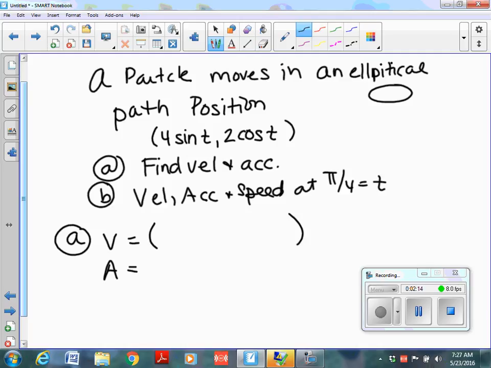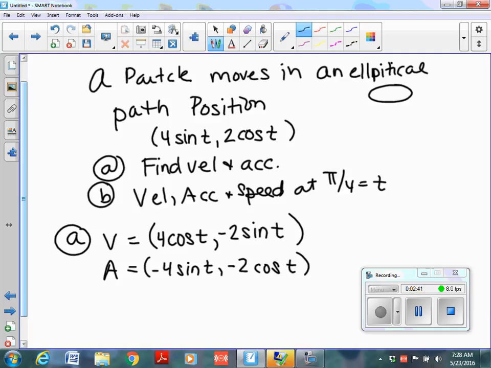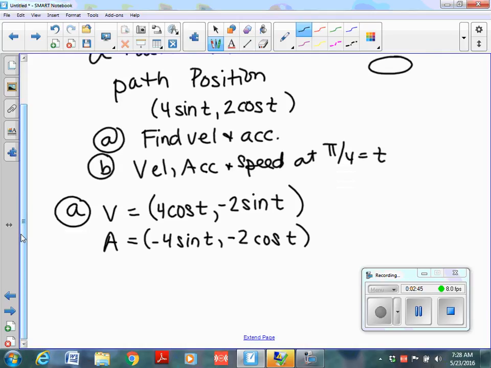Okay, so the derivative of sine is cosine, and you just carry the constant. The derivative of cosine is a negative sine, so it's a negative 2 sine of t. And then I'm going to do acceleration. The derivative of cosine is a negative sine, so it's a negative 4 sine of t. And the derivative of sine is cosine, so it's just a negative cosine of t. So I'm done with the A. I found the velocity and acceleration, and now I'm going to find it at pi over 4.